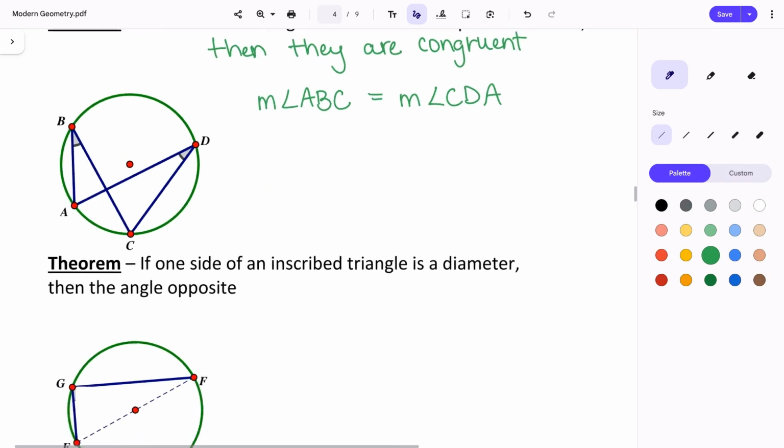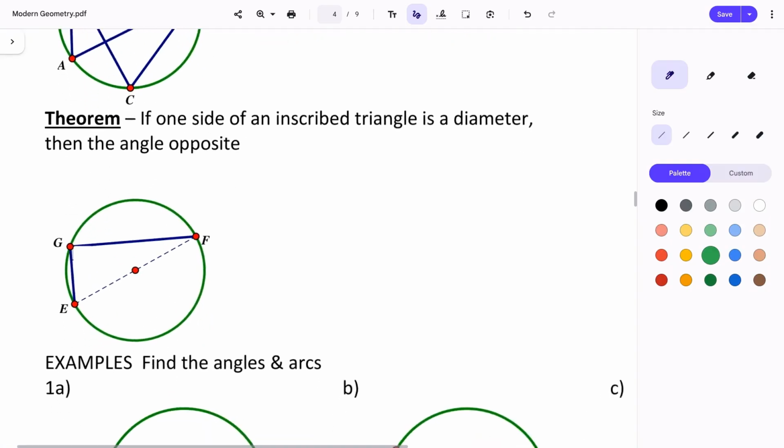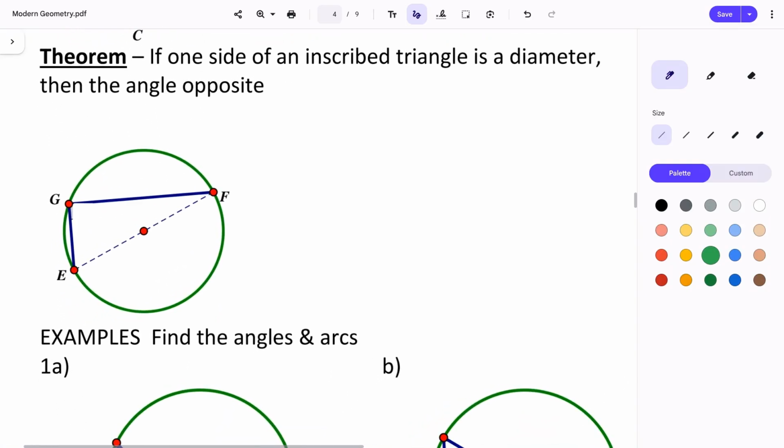Okay, we've got one more rule to talk about, and then we'll get into some examples here. This one says, if one side of an inscribed triangle is a diameter, then the angle opposite, and then we got to fill it in again. So remember, inscribed means it's a shape on the inside of the circle. If I have an inscribed triangle, the triangle is in the circle here. We can see that. We've got this triangle, EGF. Now they are telling us that EF is a diameter because it goes all the way across. If you know that this is a diameter, let's think about this arc from E to F. How much would it be? 180. So this whole arc from E to F would be 180 degrees.